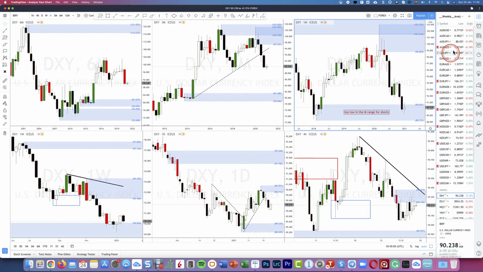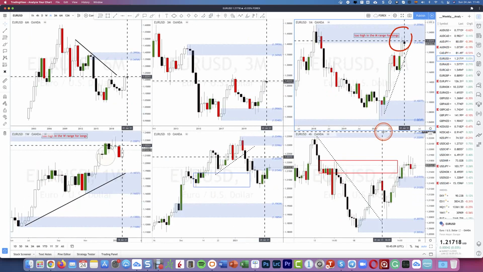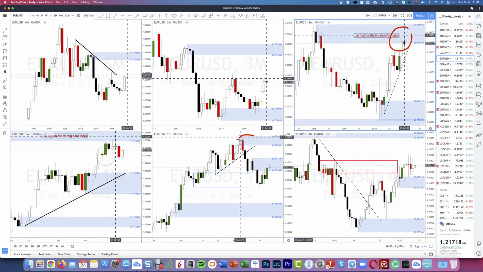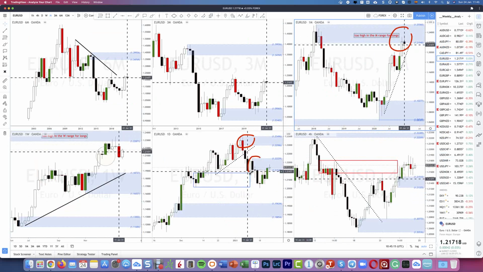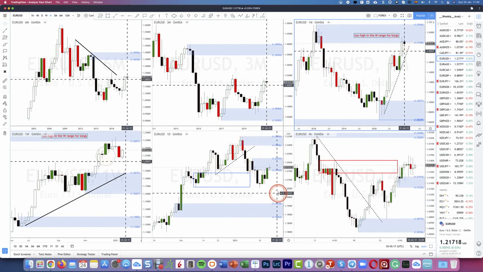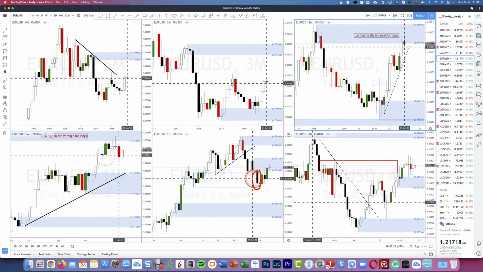On the euro dollar, we have the same scenario but upside down, with the monthly area of supply in control, and a new area of supply was created over there, but no retracement. Price has retraced to this poor area of demand. Why poor? Because it's only made of one ERC and it didn't even create a 2-to-1 imbalance.